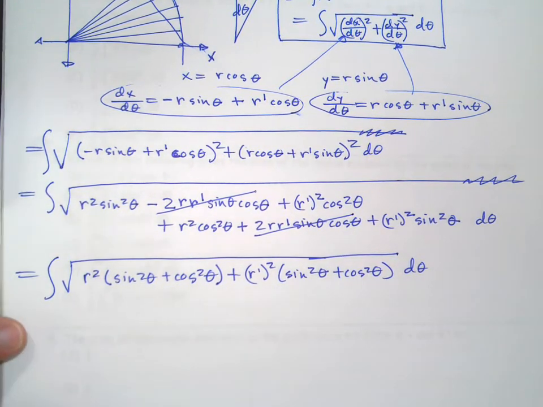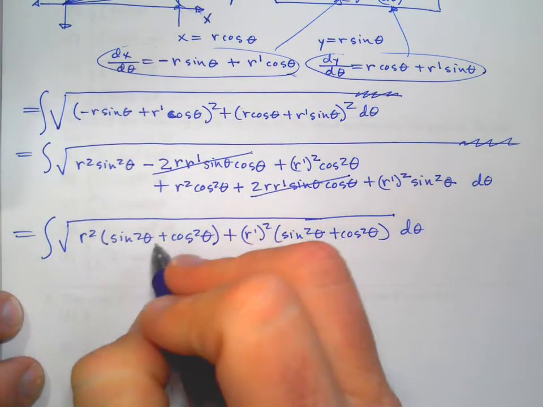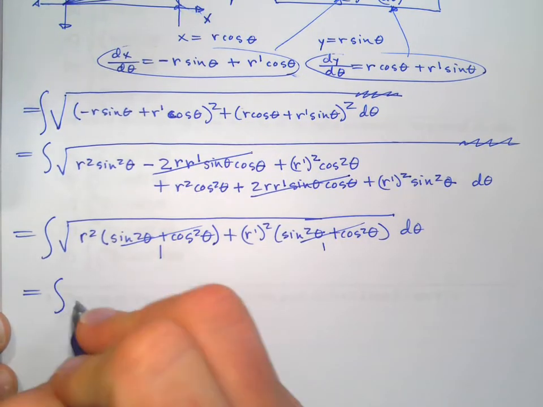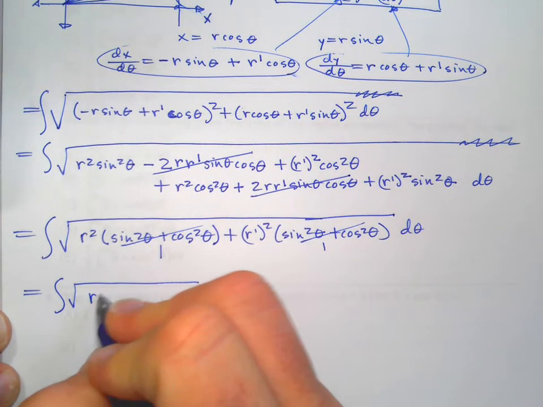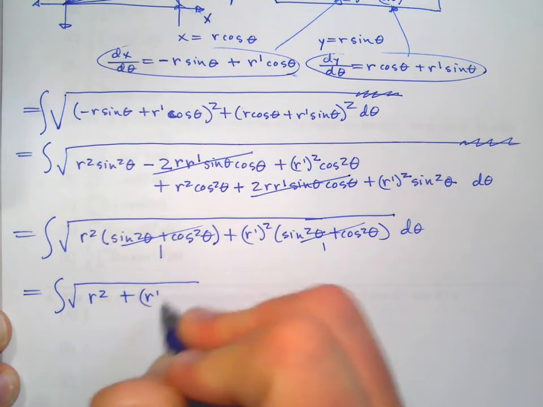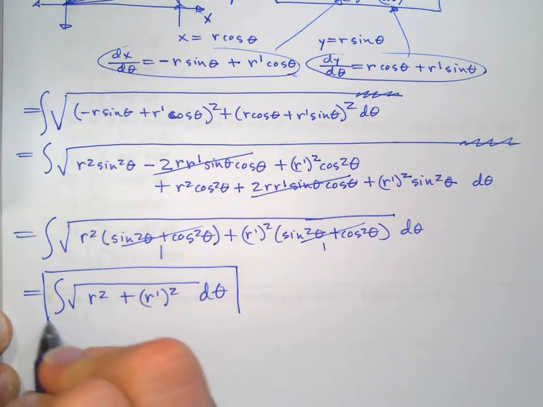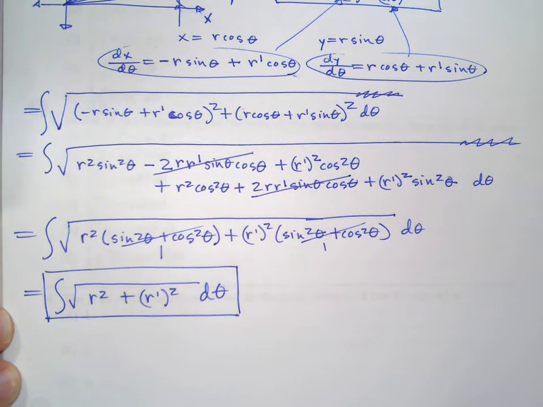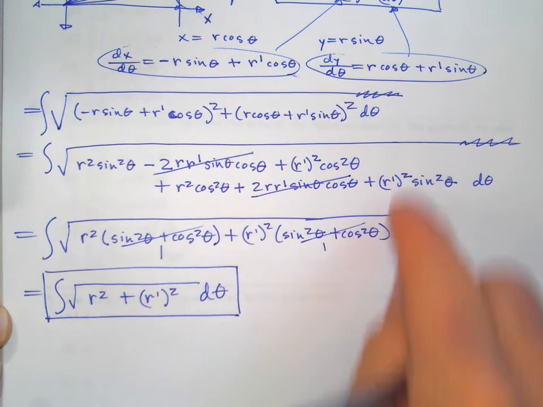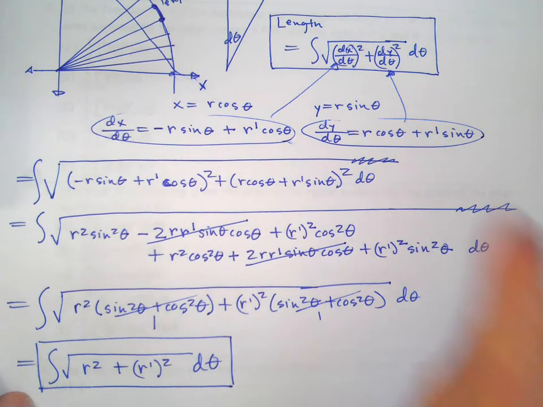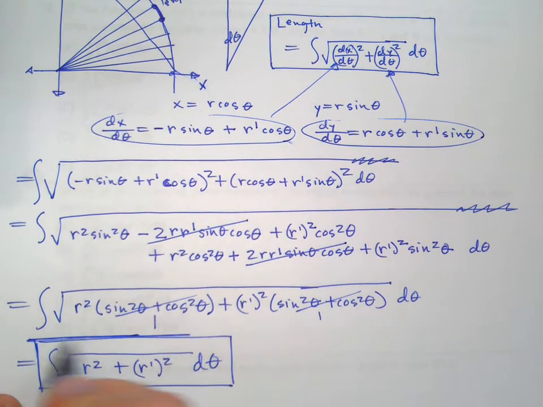Okay, now here's the deal. You guys see anything? Pythagorean trig identity. That's going to be 1. That's going to be 1. And so what we get is the square root of r squared plus r prime squared d theta, which is a lot easier to use. Otherwise you're doing all this work every time, and it's going to be more complicated because there's going to be an actual r there. I mean, it's going to be a mess. You don't want to do it that way. You want to do it this way.